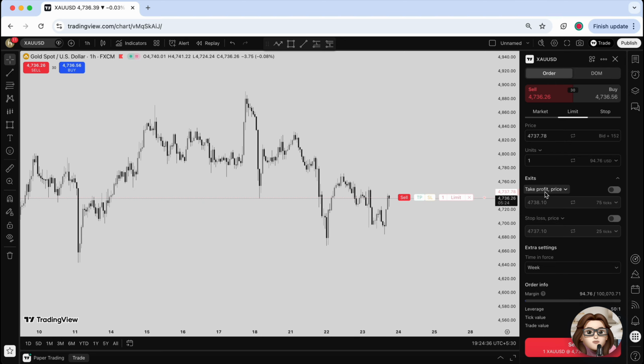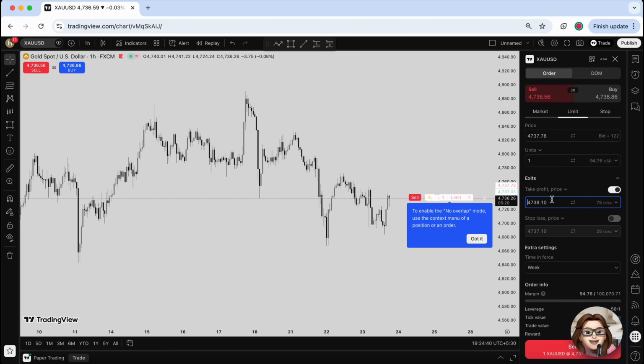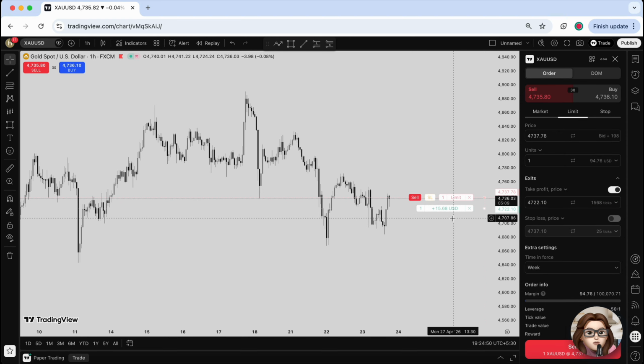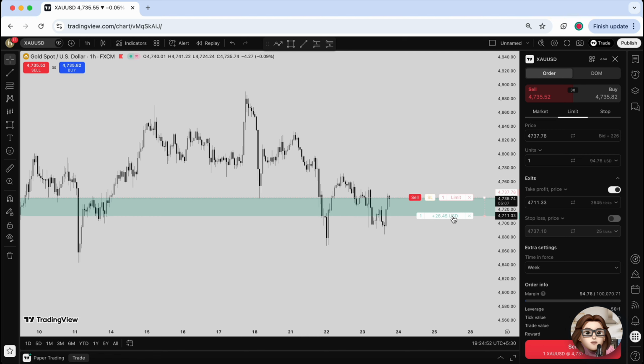Enter the price where you want your trade to automatically close if the market moves against you for stop loss. Then enter your take profit level where you want to secure your gains when the price moves in your favor. Once you've set both levels, confirm your order and your trade will be placed with automatic risk management.